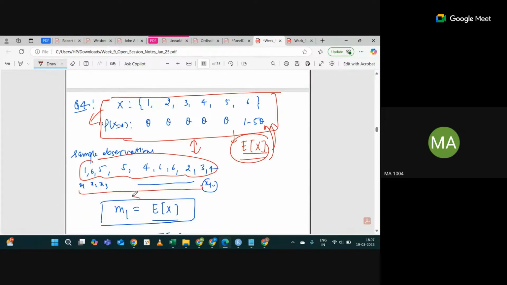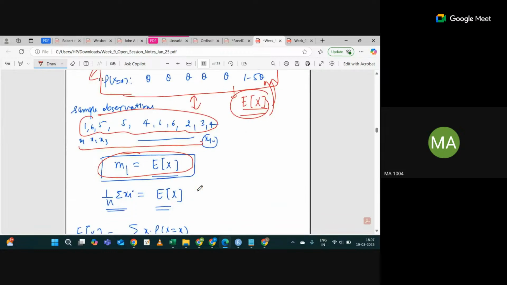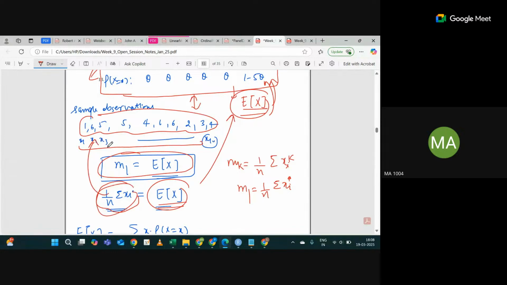You will equate only one. I mean, you need only one equation: small m1 equal to expected value of x, because you have only one parameter. Small m1 is 1 upon n summation of xi, because in general the kth sample moment is 1 upon n summation of xi raised to power k. So if you need m1, the first sample moment, it will be summation of xi raised to power 1, that is xi only. You have to equate. The expected value of x will come from there.